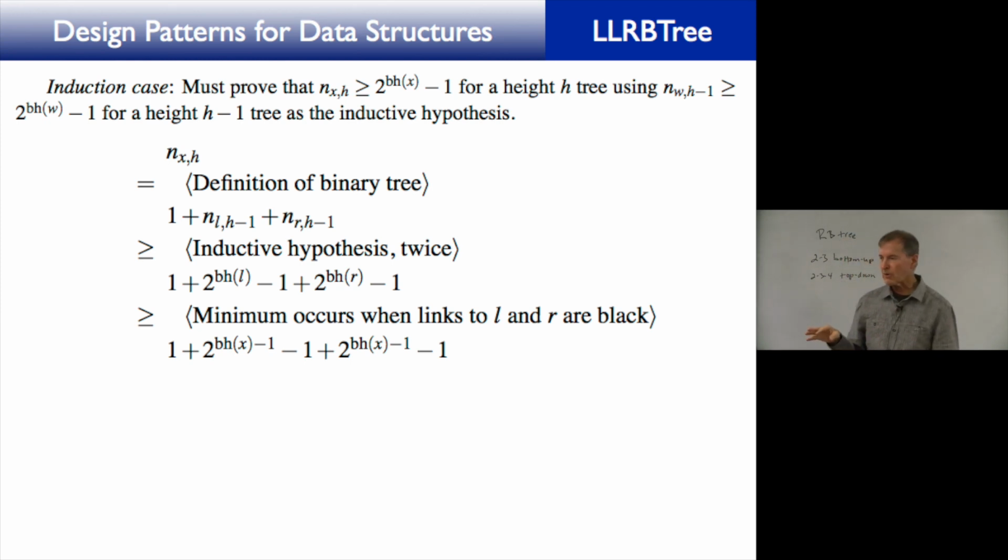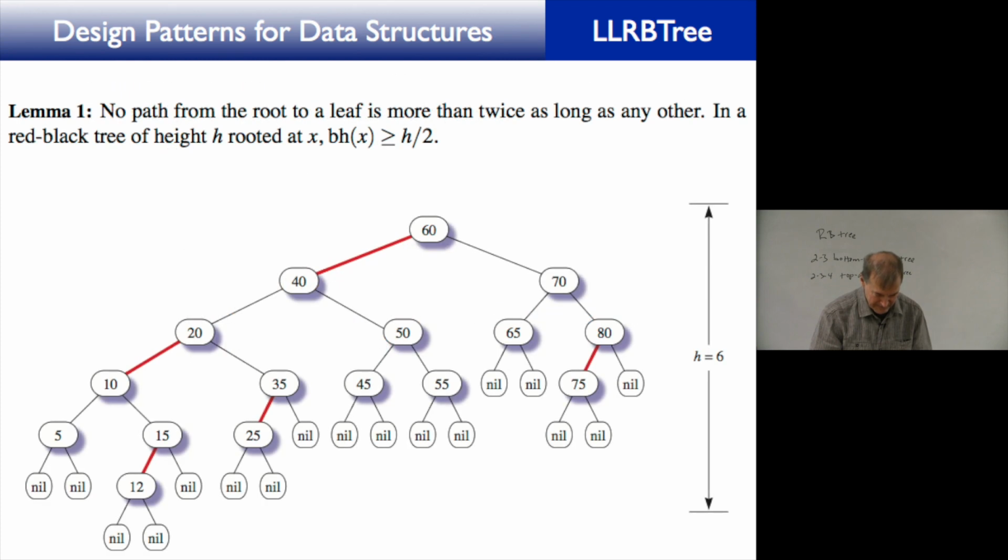So in general, we want to have this bound. And this step right here in the middle says the minimum occurs when links to L and R are black. I think the way to see this is like this. Let's go back to this tree that we started with. This figure right here. You see this is the tree rooted at 60.